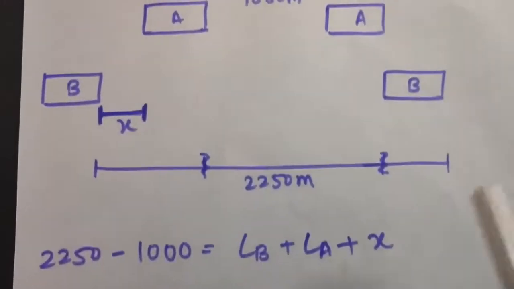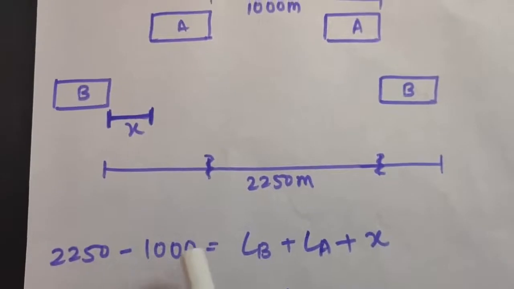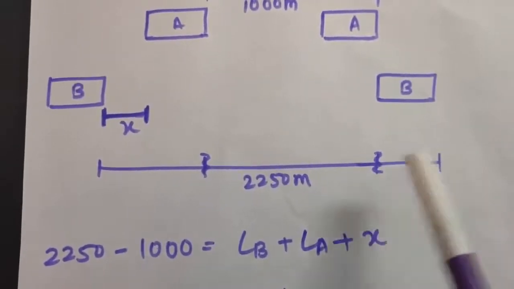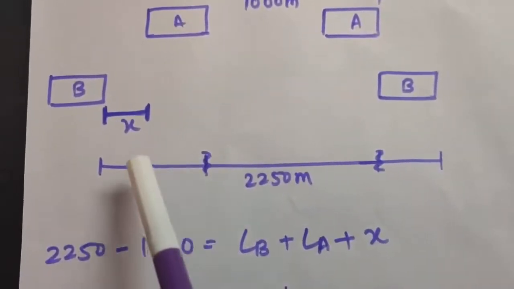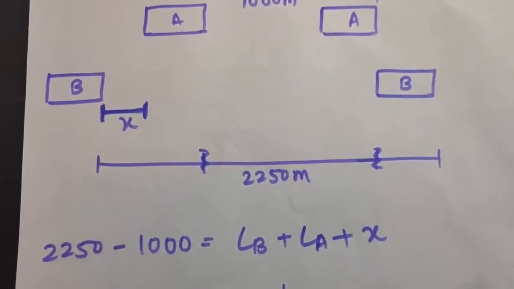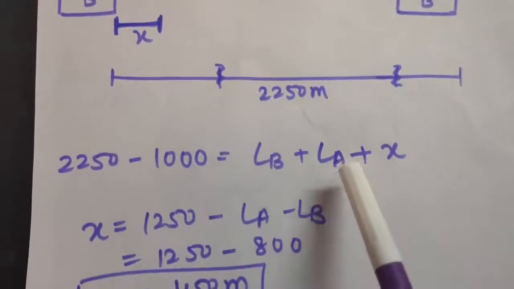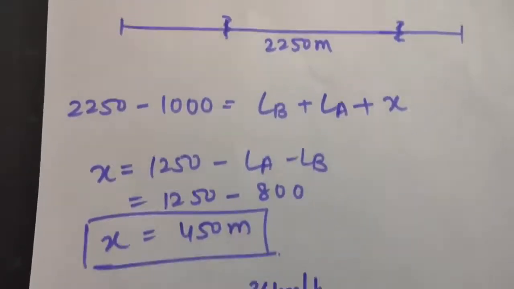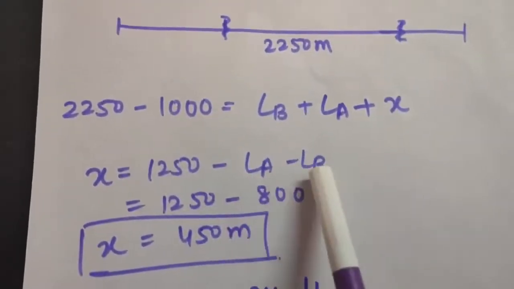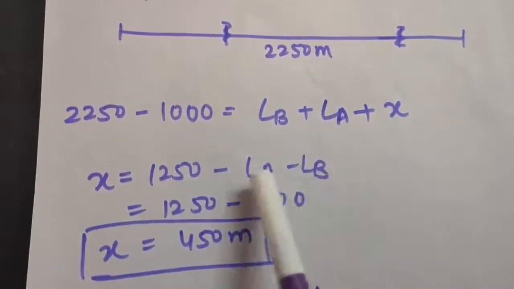Okay. So we can write down that 2250 minus 1000 is equals to length of B, length of A plus X. Okay. So when we will subtract them, we will get this. Length of B and length of A is given to be 400 meters. So just put the length of A and length of B to be 800. When you will add them, it will become 800.